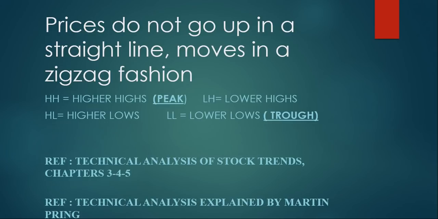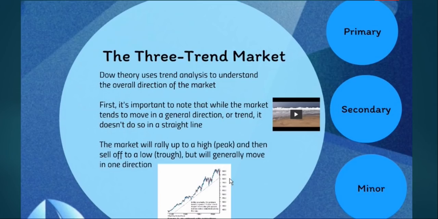Peak is basically a top and trough is basically a bottom. In Dow theory lingo, we call them peak and trough analysis. So before we proceed any further, just a simple idea of what we studied the previous day, and we will only study this point of the Dow theory, that is the trend.